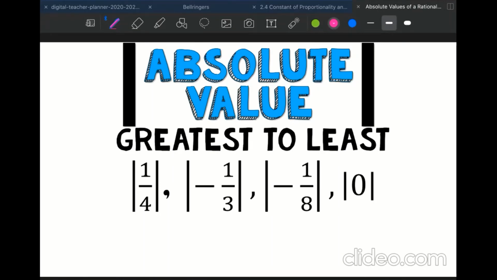What's my first step, Carson? Perfect. I need to find the absolute values. Who can tell me the absolute value of 1/4? Emily, your hand was up real fast. 1/4. What is my absolute value of negative 1/3, Derek? 1/3. What is my absolute value of negative 1/8, Eduardo? 1/8. And finally, what's my absolute value of 0? Chloe? 0.